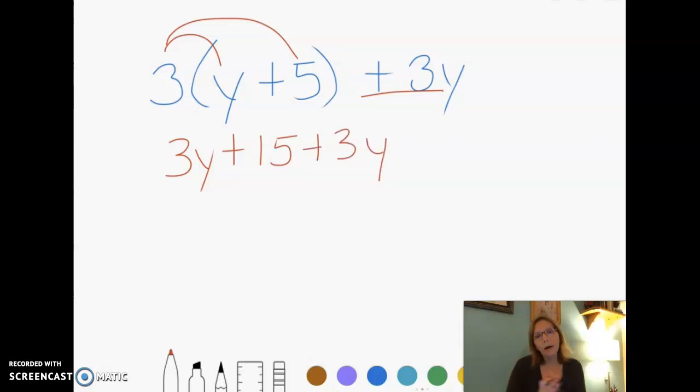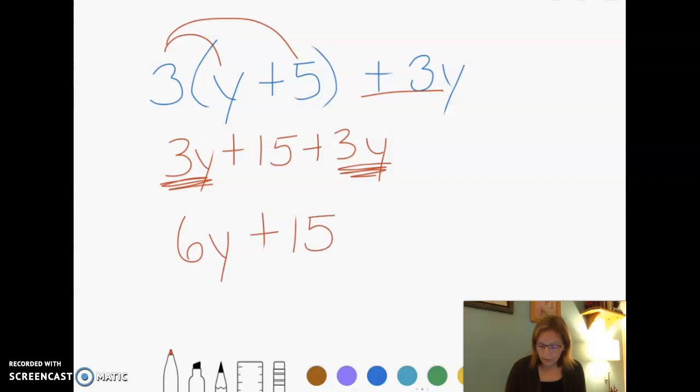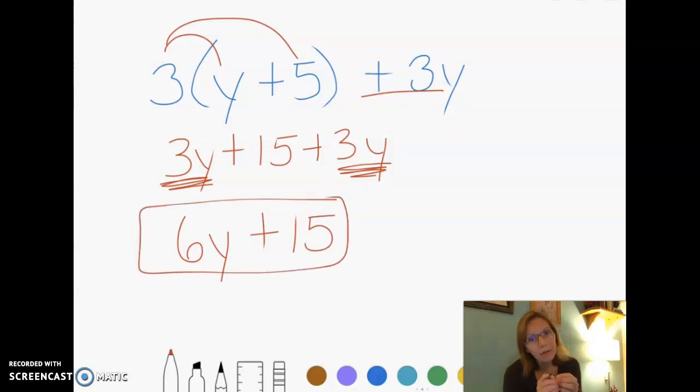Now I need to combine like terms. So I see that I have a y here and a y here. 3y plus 3y equals 6y. And then the 15 has no matches, so it stays by itself. All right, and you're going to stop right there because you cannot combine a term that has a y with a term that doesn't have any variables at all. Okay?